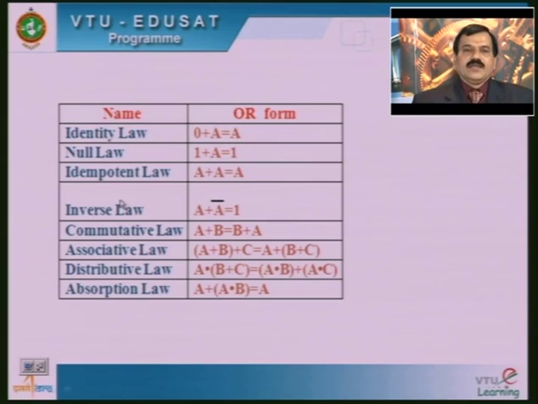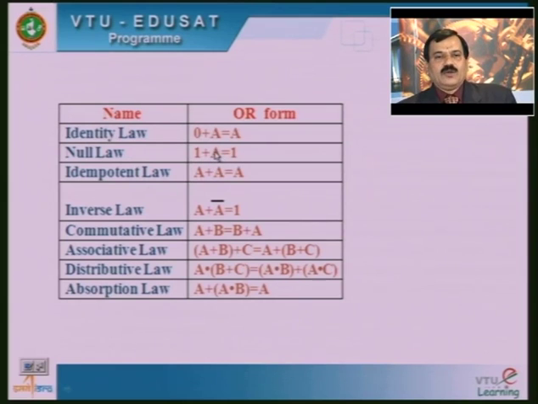Same thing if we deal with the OR form. The identity law can be expressed in the OR form as 0 plus a is equal to a, and the null law can be represented as 1 plus a is equal to 1, because irrespective of the value of a assigned, 0 or 1, since 1 is already fixed, we get the answer as 1. Idempotent law, it is a plus a: whatever value we assign to a is the result, because 1 plus 1 is equal to 1, and 0 plus 0 is equal to 0.